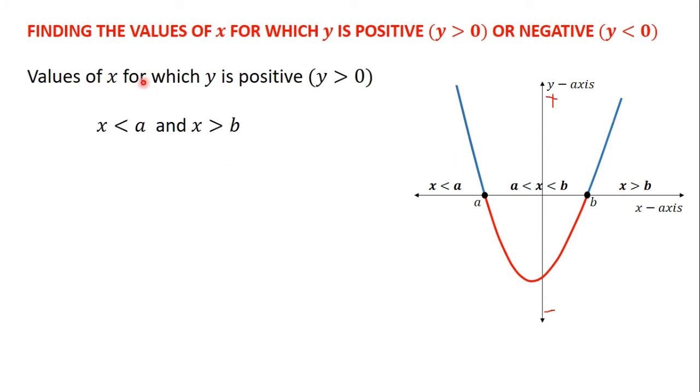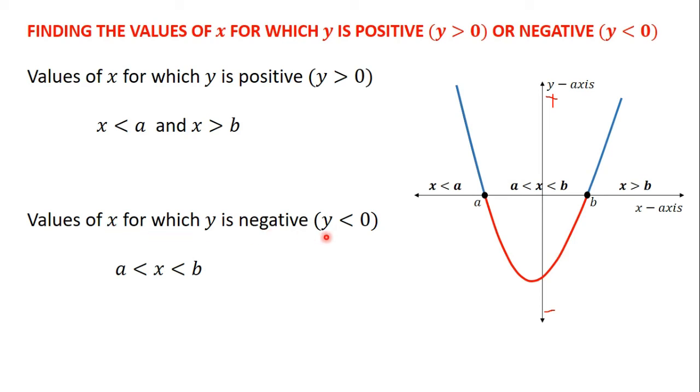So the values of x for which y is positive, or y is greater than 0, are the x values that are less than a and the x values that are greater than b. If we take a value of x that is between a and b and we trace it to the curve, it will meet the curve at the negative side. So if you take any x value between a and b and trace it to the curve, it will meet it at the negative side of the curve.